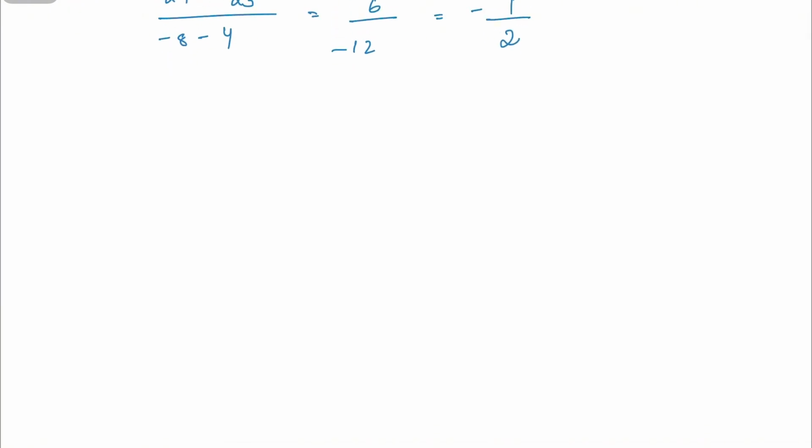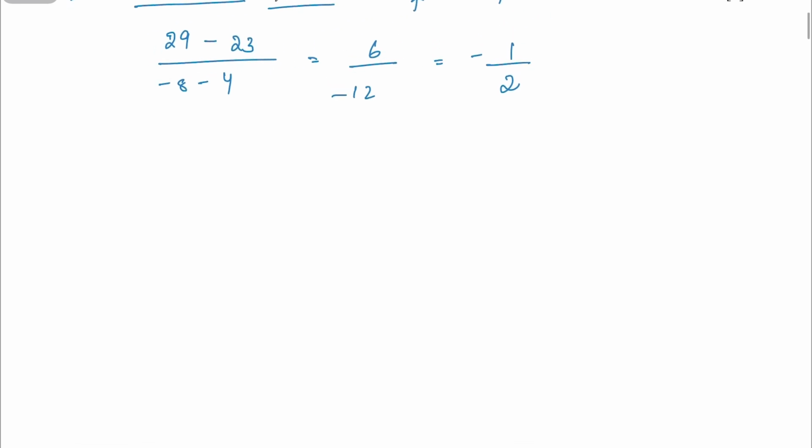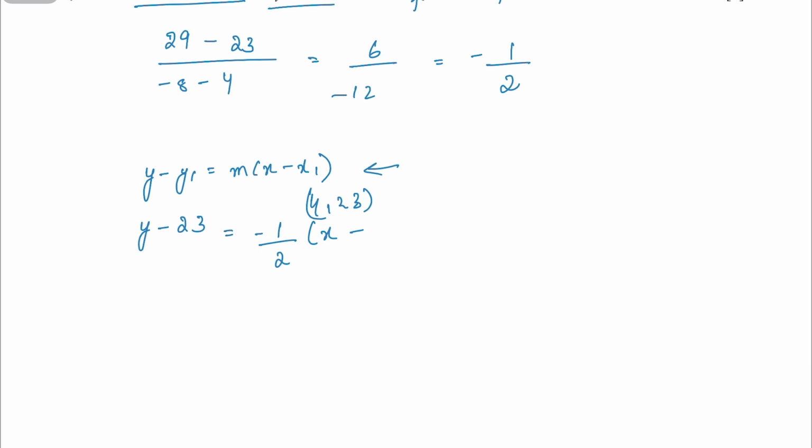Let's write our whole equation. This would look like y minus y1 equals m times x minus x1. An equation of a line can be written like this as well. So this would be y minus 23. We are using the coordinates 4 and 23, and our gradient is negative 1 over 2, times x minus 4. This would look like this.